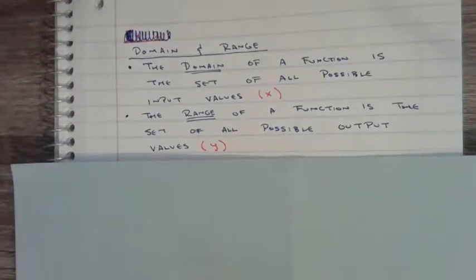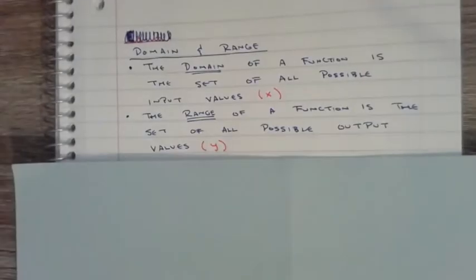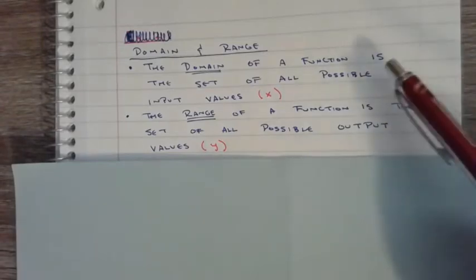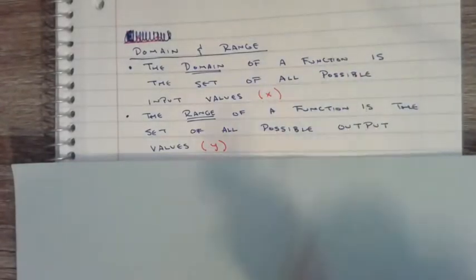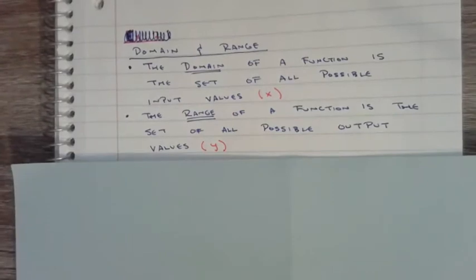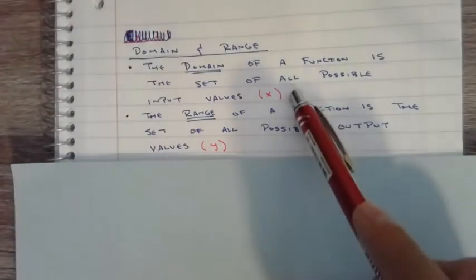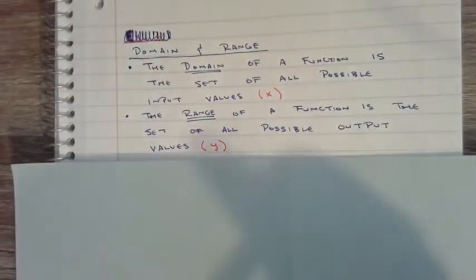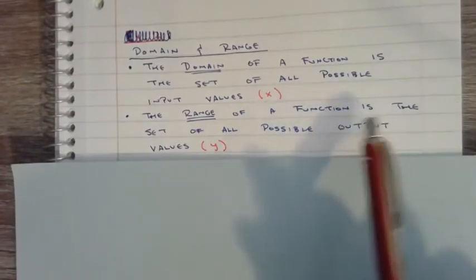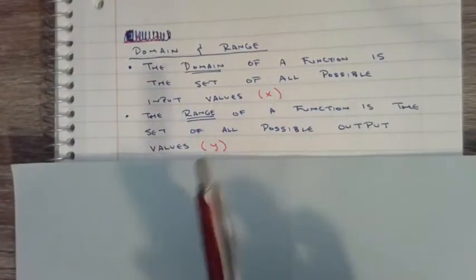Alright, so I'm going to give you a little moment to write down this definition, and then we'll continue. Okay, domain and range. This is the last definition that we're going to be learning for this lesson. The domain of a function is the set of all possible input values. Again, in other words, it's all the x's in the function. Your range of a function is the set of all possible output values, so your y's.